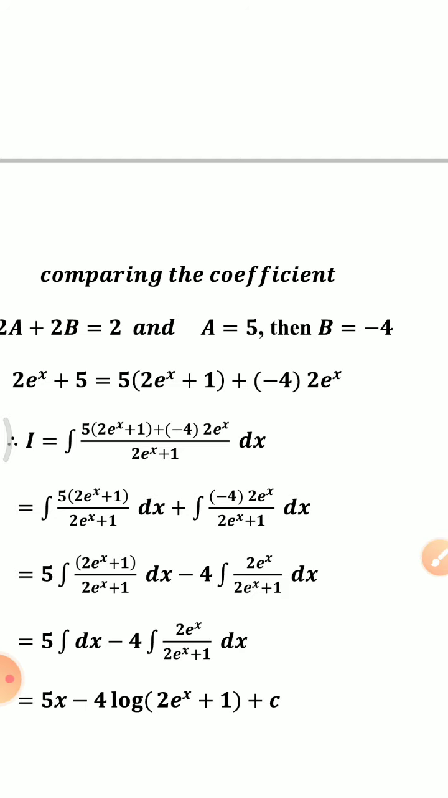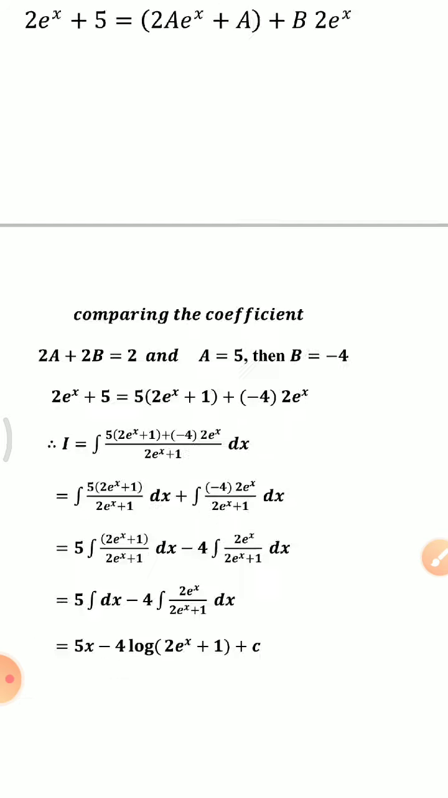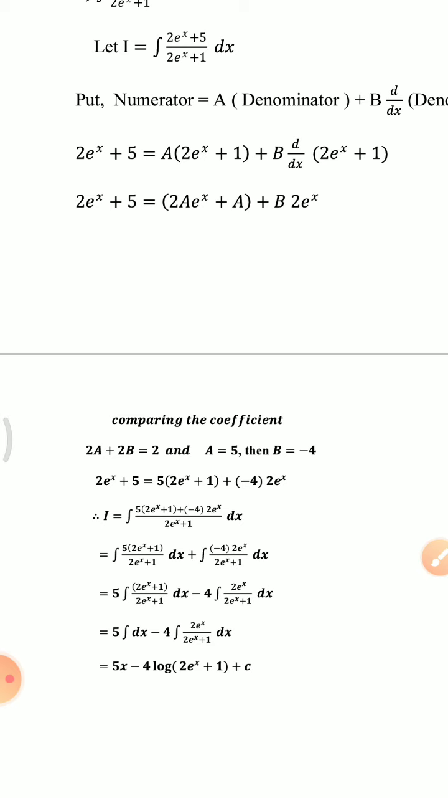Okay, only one question remains, that is for you to practice, solve it yourself.